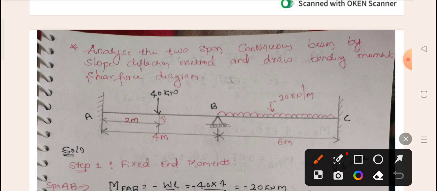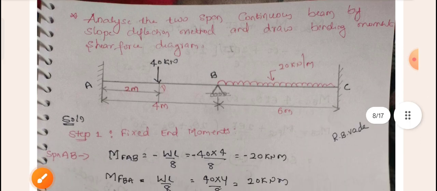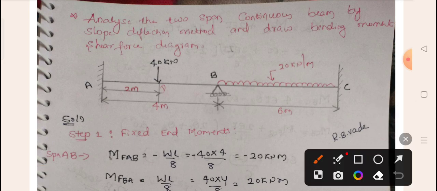For this problem, we are supposed to calculate the moments that develop at the span ends: MAB, MBA, and MBC, MCB. These are the moments we are supposed to calculate. We already discussed the steps. So what is step number one? Step number one is to calculate the fixed end moments.